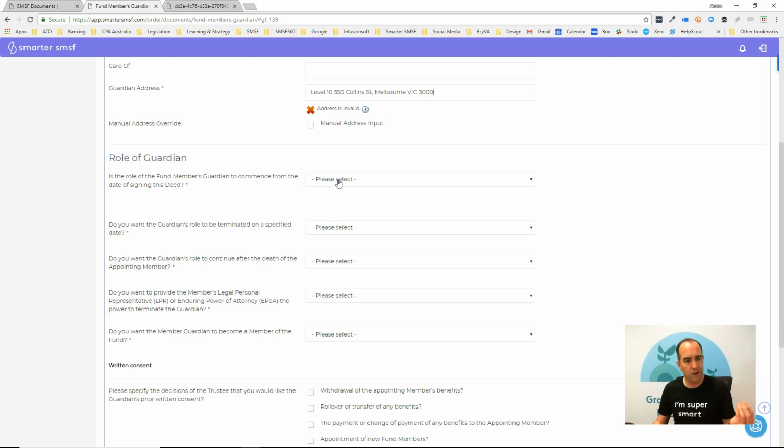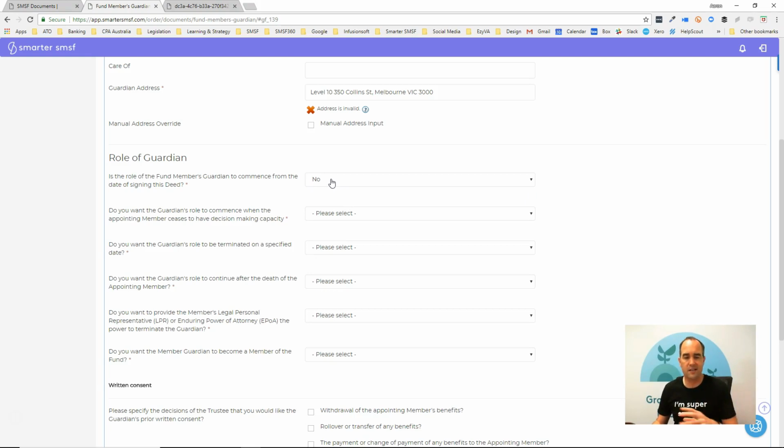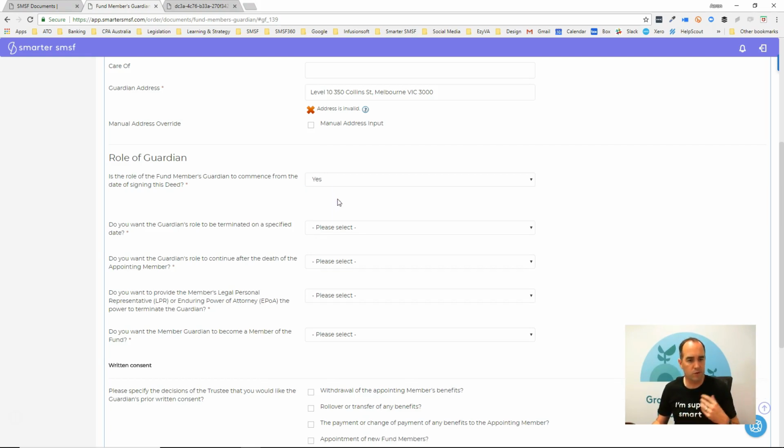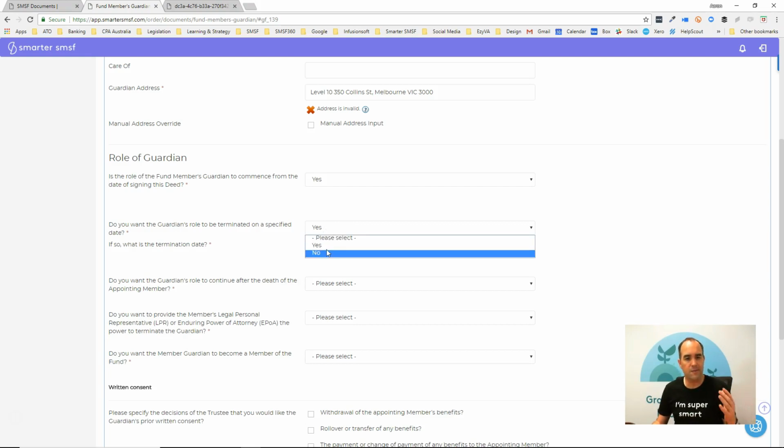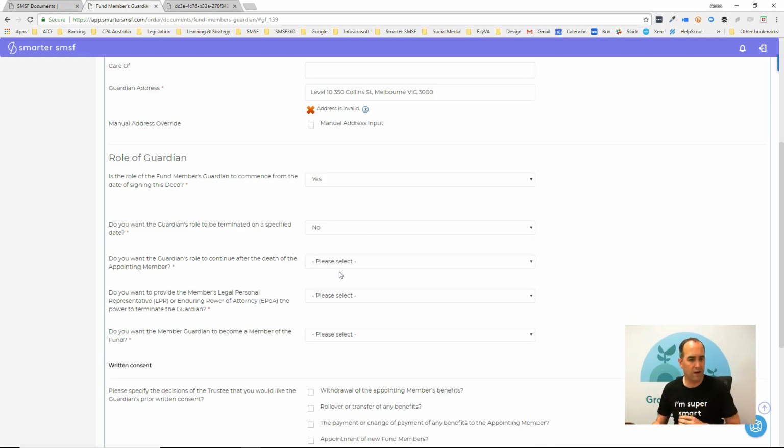So the first one here is the role of the guardian to commence on the signing of this deed. So if it is, then that's fine. If it's not, well, then we can specify at some other point if we want to have that occur. Then do we want the guardian's role to be terminated on a specific date? If it's yes, then we would put in that date. If it's no, then of course it would carry on.